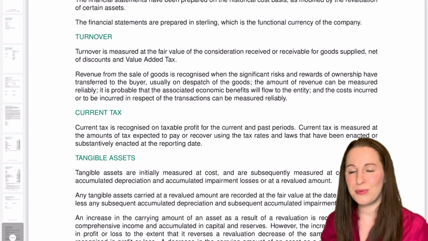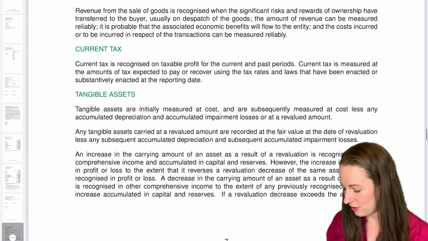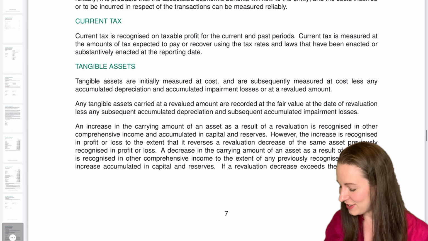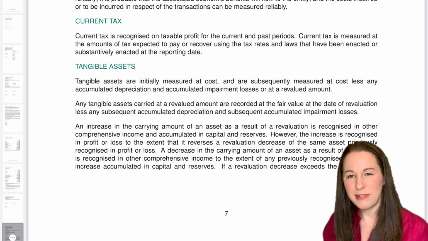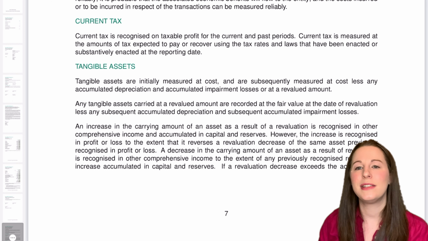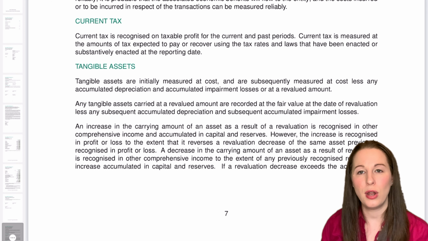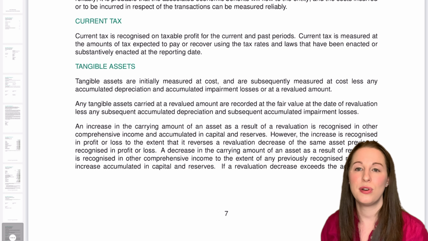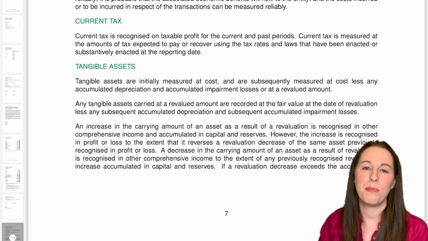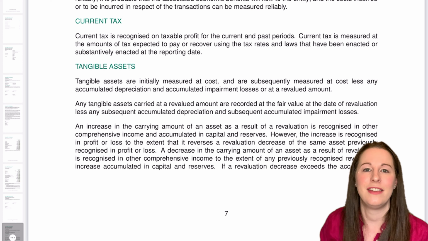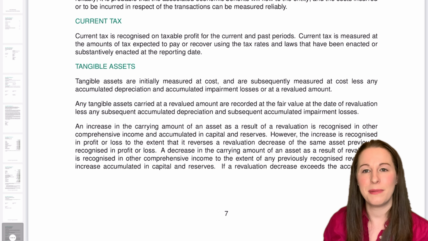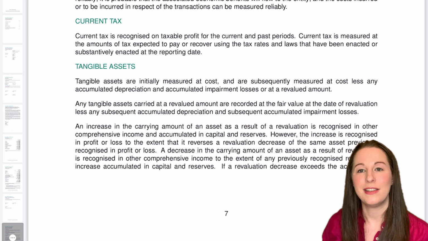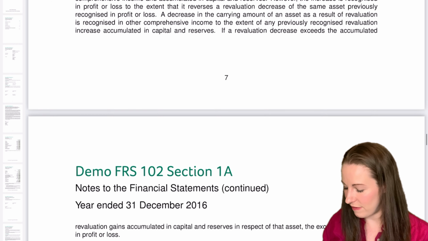Our current tax will be literally the current tax side of things. Tangible assets will be how they're measured, and as you can see on screen, these are relatively obvious things, but this is to ensure we're complying with the accounting policies and the accounting standards. The micro company accounts are prepared in a similar sort of way. We're just not required to put all this additional narrative into those accounts, whereas in the small company accounts we are required to do the detailed information.